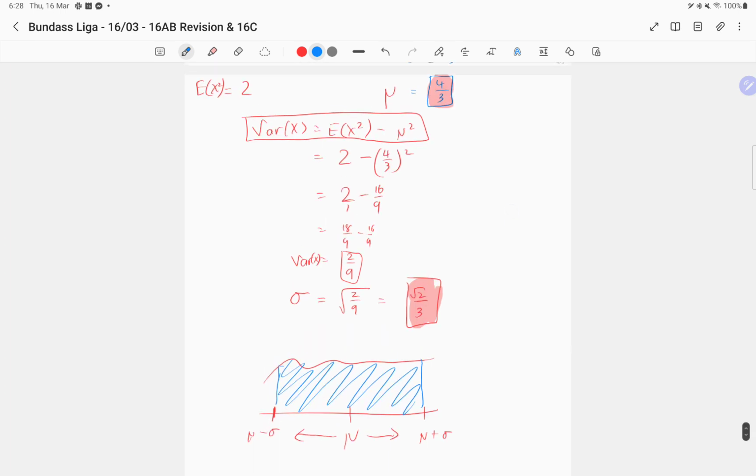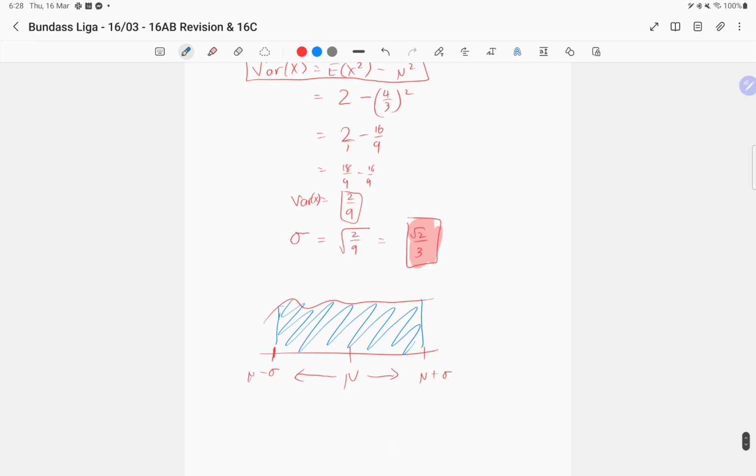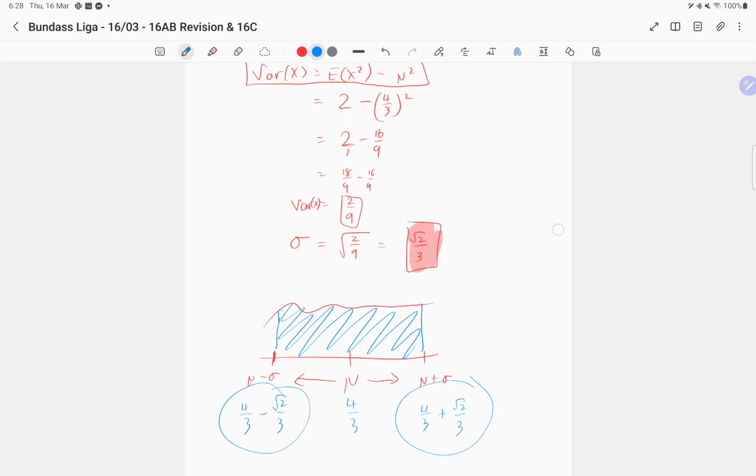So remember, the mean is 4 over 3, right? So this one here is 4 over 3, and this is 4 over 3 minus sigma, which is root 2 over 3. And this one is 4 over 3 plus square root 2 over 3. So you want to find the area between these two values. Punch that into your calculator.